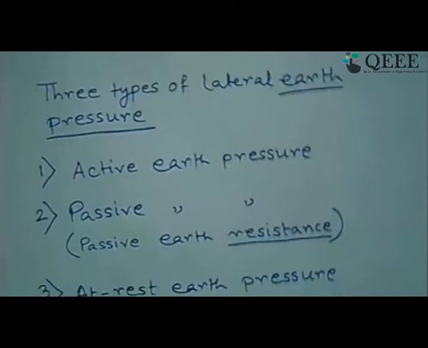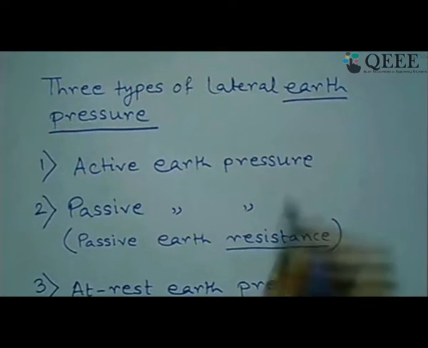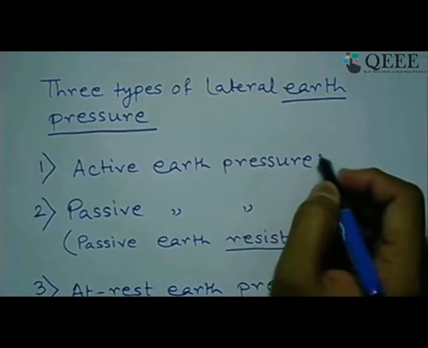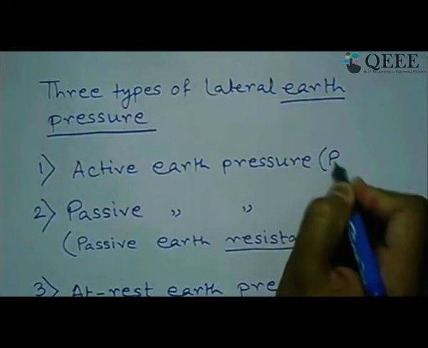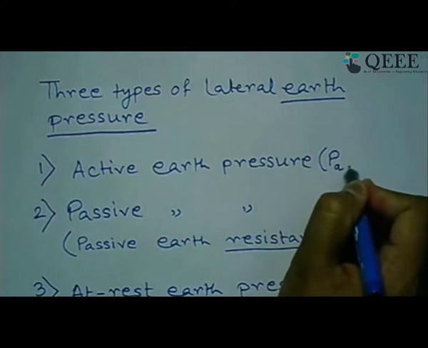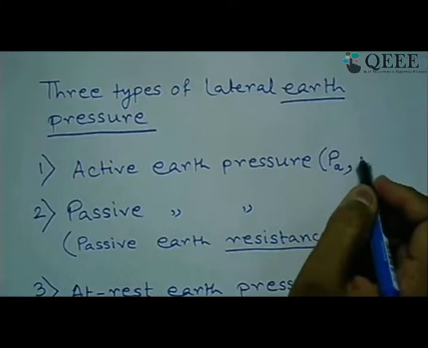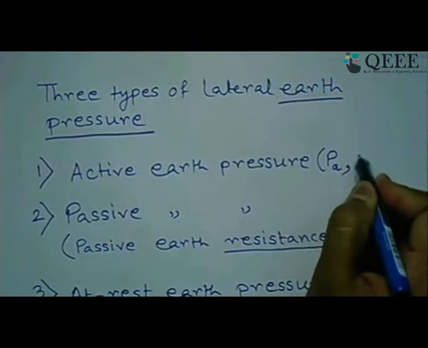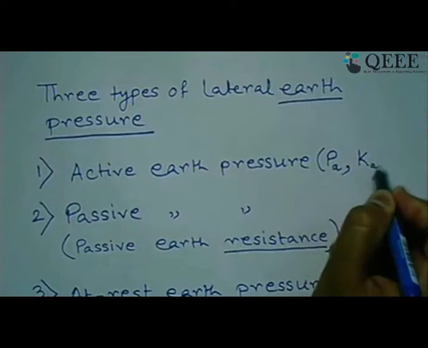Let me bring it here. So the slide where I was mentioning the three types of earth pressure, now let me denote them. Total active earth pressure we denote by the symbol PA, P suffix A, and the corresponding coefficient of lateral active earth pressure we denote generally by Ka.